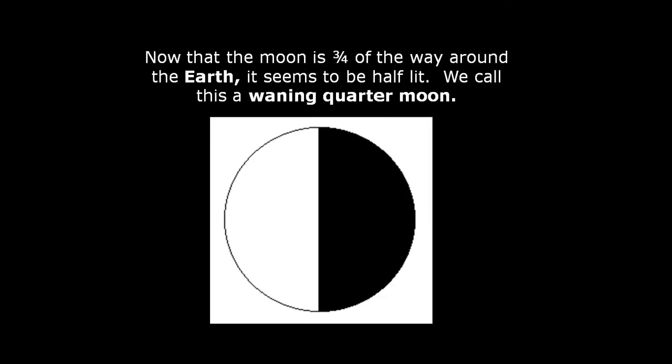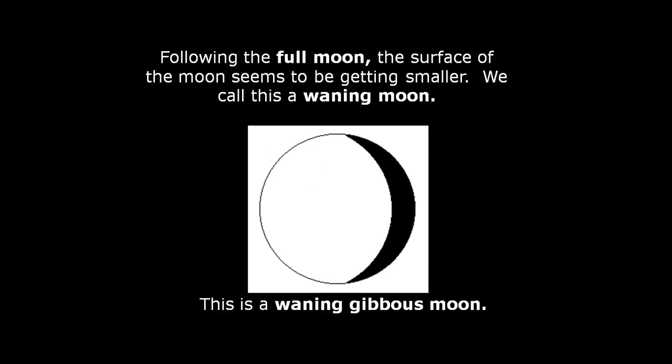Now that the moon is three-fourths of the way around the Earth, it seems to be half lit. We call this a waning quarter moon. Following the full moon, the surface of the moon seems to be getting smaller. We call this a waning moon. This is a waning gibbous moon. Waning meaning getting smaller.